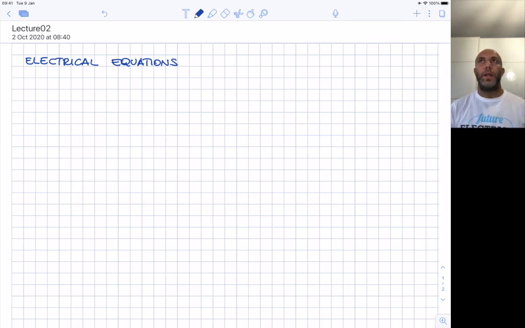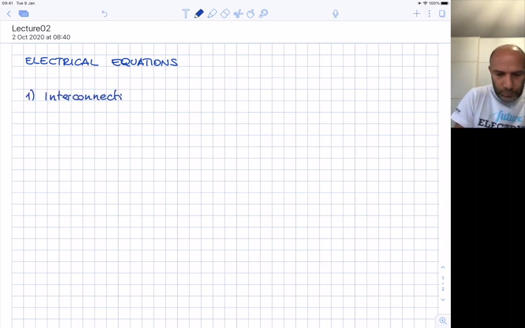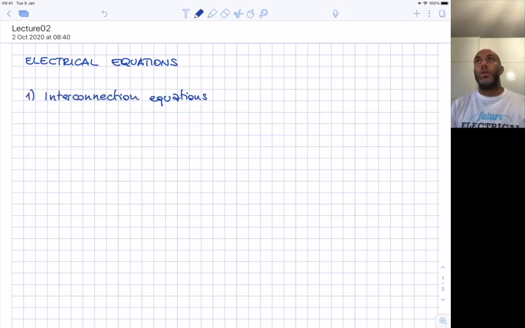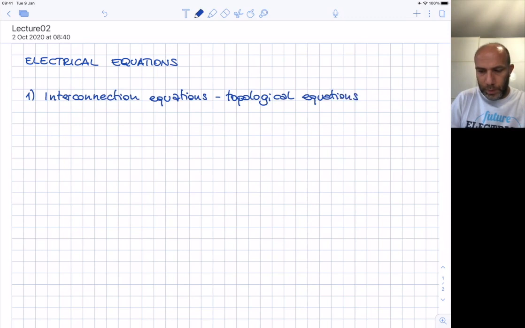Like in every physical theory, we have two kinds of electrical equations. The equations of interconnections, also known as topological equations, that describe the behavior of many components interconnected together. For us in electric circuits, these equations are the Kirchhoff equations.